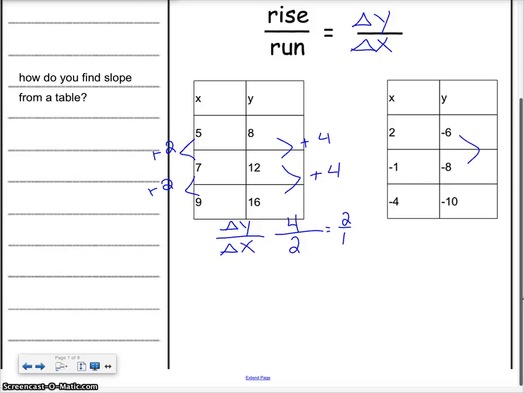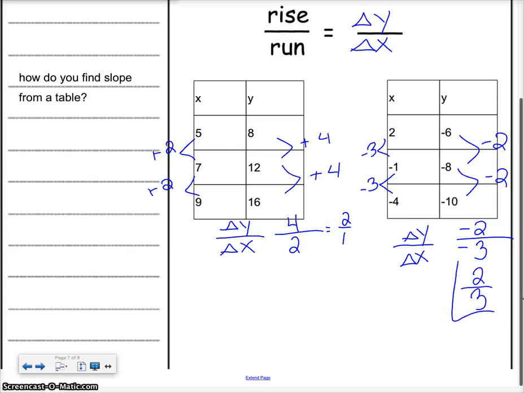So, what did I do here? I subtracted 2, didn't I? From -6 to -8, I went 2 more negative. Subtracted 2, so change in Y over change in X, minus 2 over, what's this? Minus 3? Yep. Minus 3. Hey, look. What happens to those 2 negatives? It equals a positive. So it's just a positive 2 over 3 is my slope from this table.